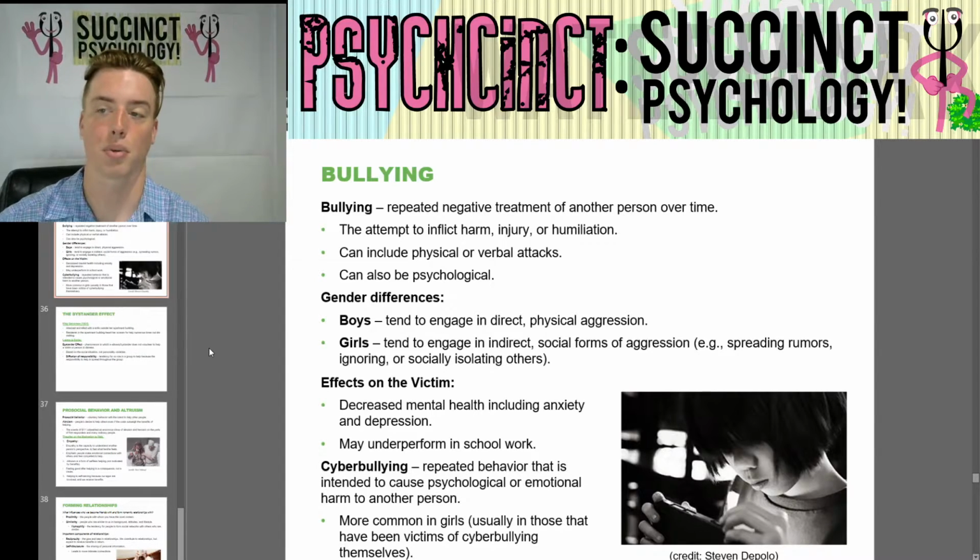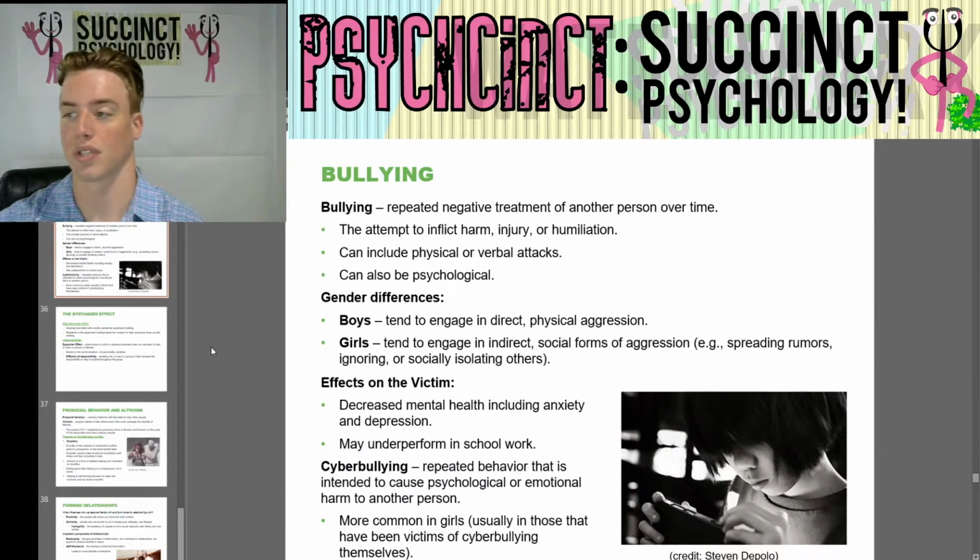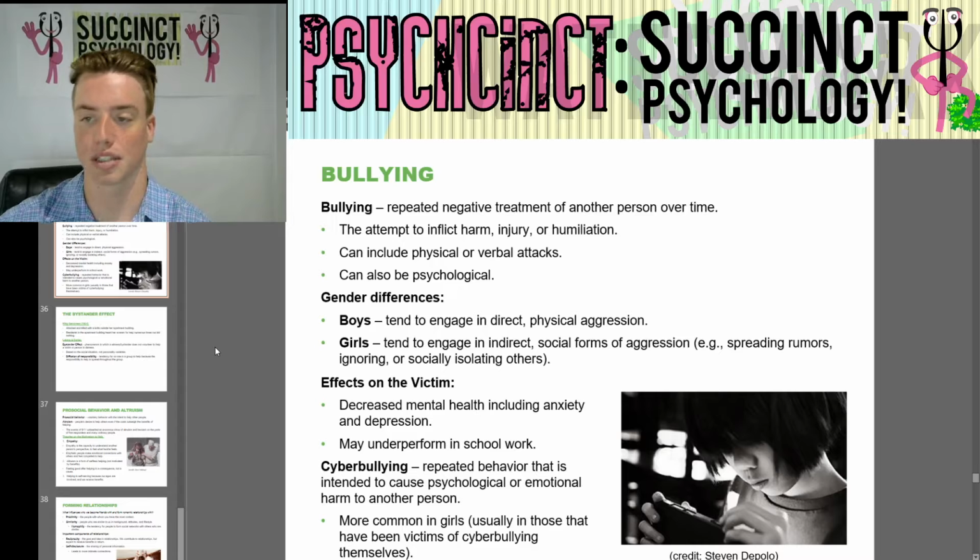Now, bullying is the repeated negative treatment of another person over time. It includes the attempt to inflict harm, injury, or humiliation. It can include physical or verbal attacks, and it can also be psychological. Gender differences: boys tend to engage in direct physical aggression, while girls tend to engage in indirect social forms of aggression, for example, spreading rumors, ignoring, or socially isolating others. Effects on the victim include decreased mental health, including anxiety and depression, and they may underperform in schoolwork.